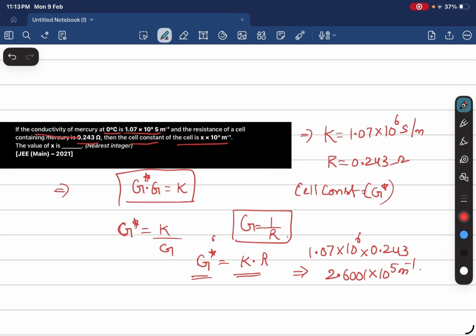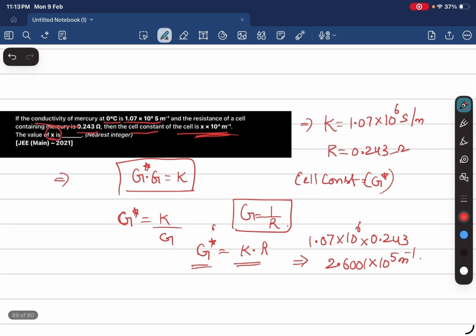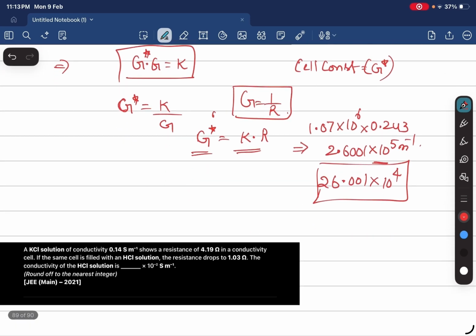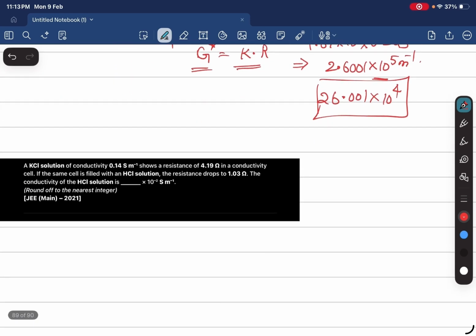So this we need to express in this format, x into 10 power 4 meter inverse. So what can be written in this? This is 10 power 5, so if you want to write 10 power 4, it is 26.001 into 10 power 4. This is the answer for this question. Hope it is clear, students. Direct formula based, but calculation takes a little more time.